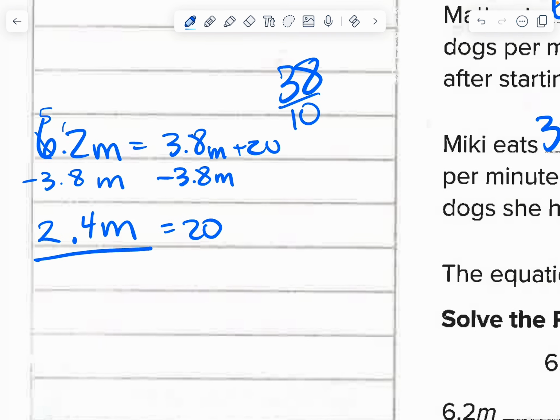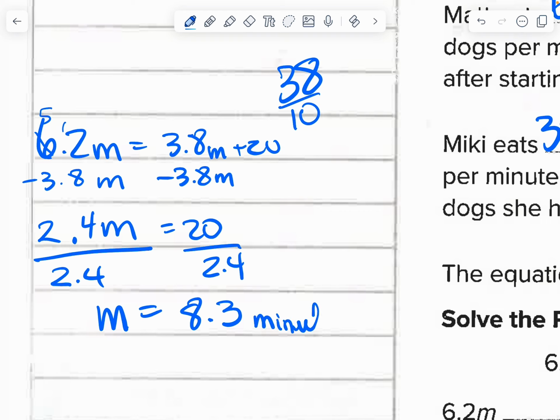Then I'm going to divide by 2.4 on both sides. And when I divide by 2.4 on both sides, I'm going to get 8.3. Okay? So, 8.3 minutes. They will have eaten the same amount.